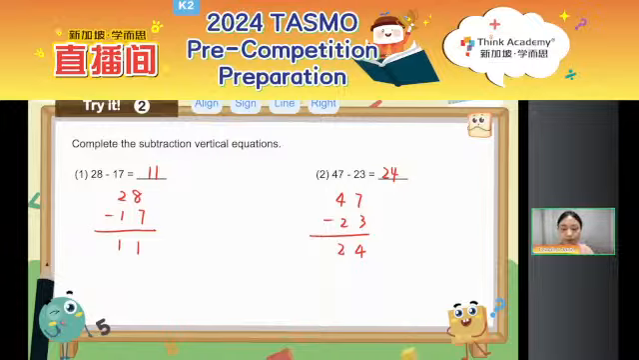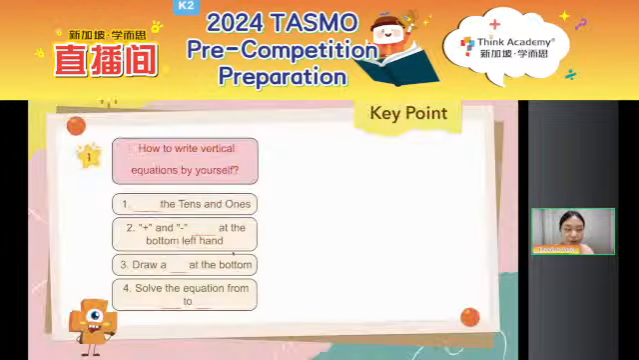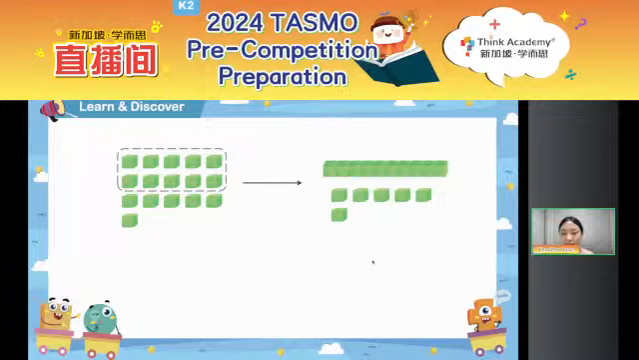Okay, sorry about that. Okay, so we can review our key points here. That is, how can we write down the vertical equations by ourselves? The first thing is to align the tens and the ones and write down the plus and minus sign at the bottom left hand. And then the third step is to draw a line at the bottom. The first thing is to solve the equation from the right to the left. Good job, everyone.